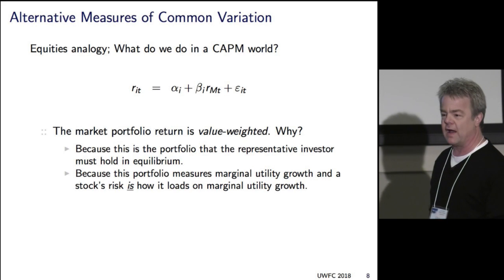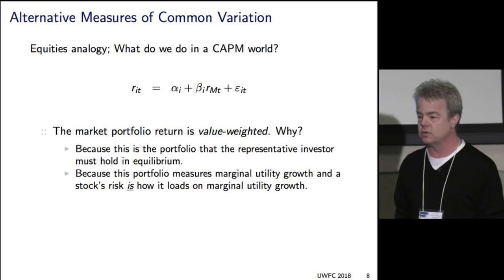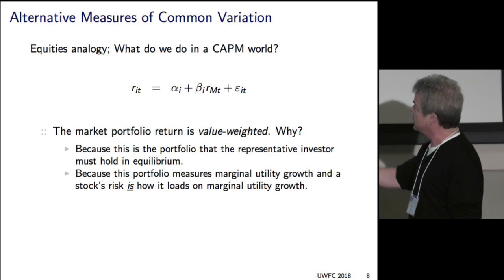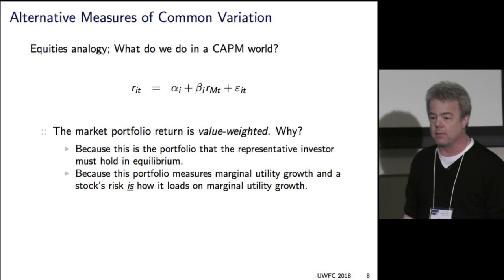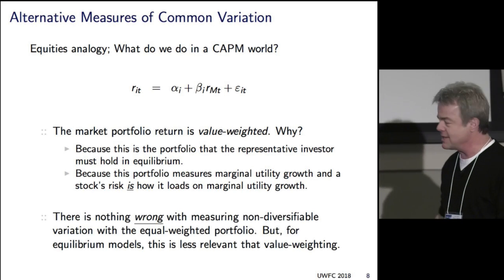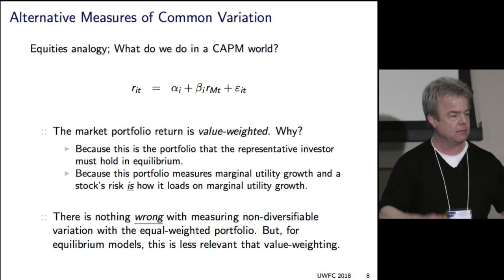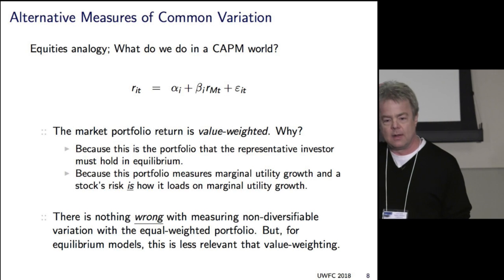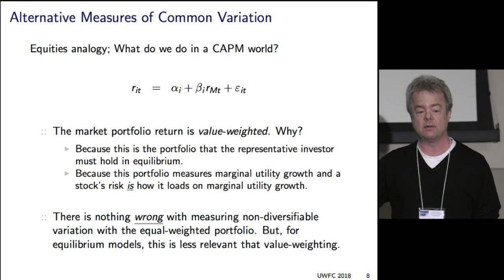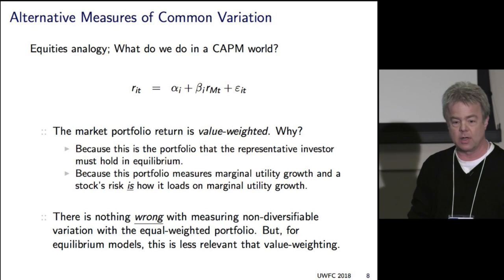The market portfolio is a value-weighted average. Why? Well, it's because this is the portfolio that the representative agent has to hold in equilibrium. Put differently, this portfolio measures marginal utility growth for this agent, and a stock's risk is how it loads on marginal utility growth. Okay? So I'm not saying there's anything wrong with measuring common variation as an equally weighted average. I guess if I was saying that would be kind of a criticism of a lot of empirical finance. But for equilibrium models, I think this equal weighting is less relevant than value weighting. And I'm going to try and argue that that's maybe even more the case for macroeconomic questions in international.